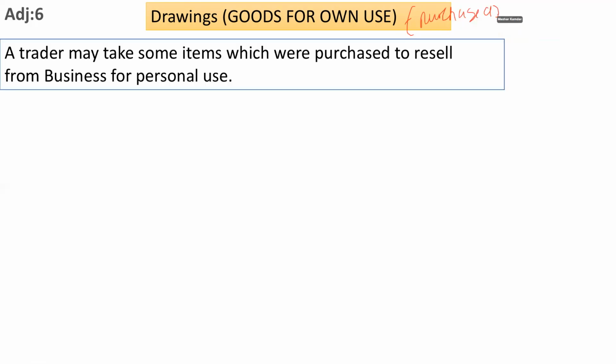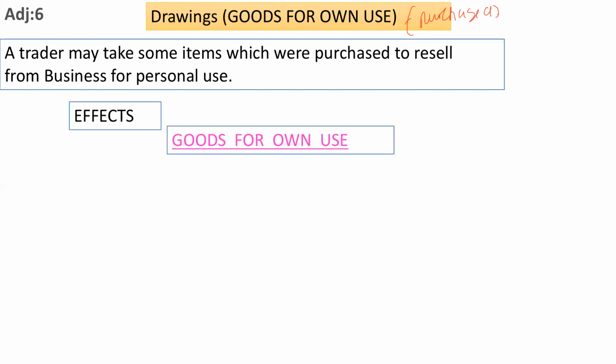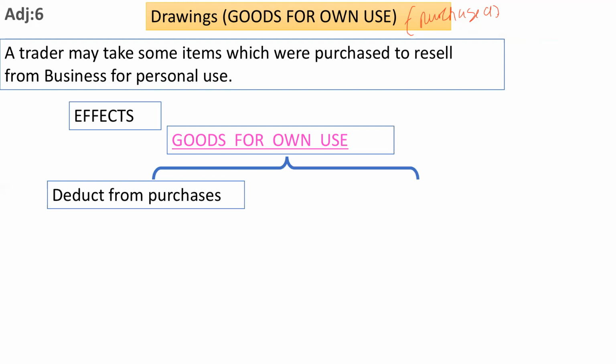Next adjustment, drawings. That is goods that I withdraw for my own use. The goods that I purchased, I have taken from the business for my own use. So a trader may take some items that he purchased to resell for personal use. The effect of goods for own use is that I will deduct it from purchases at the cost price.